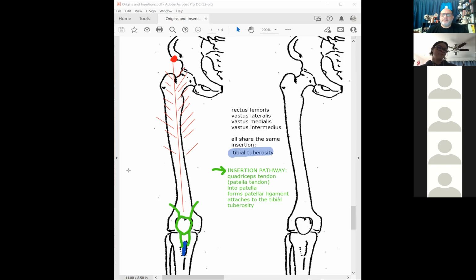All right. Now, while we have this drawn here, what is the origin of the vastus intermedius? The anterolateral surface of the femur. Yeah. Oops, that didn't work.